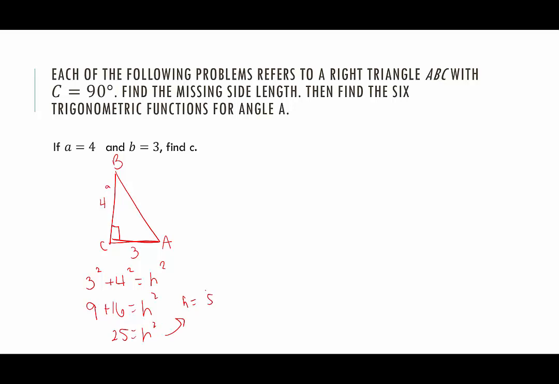Usually when we take the square root, we would look at the plus or minus, but because we're talking about a side length of a triangle, it has to be positive. So we know that c is equal to 5. Okay, so we've conquered that battle.